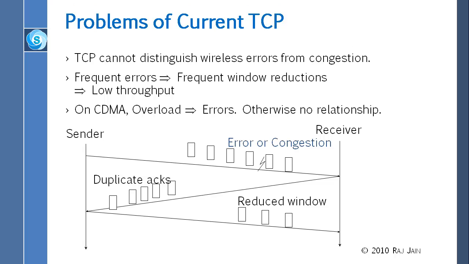Errors are not load dependent. Reducing the load does not reduce the errors. Right? And so if you lose a packet because of errors, then you should not change your load. And so that is what is happening in wireless. In wireless, most of the packets lost are not because of congestion. It is mostly because of the errors.